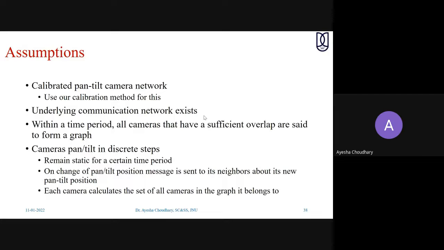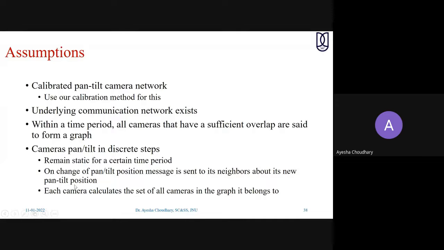So we assume that the Pantel camera network is calibrated, which is very important. We assume that communication exists, because the cameras need to talk to each other, and that for a time period, all cameras will have sufficient overlap, and that is how they can form a graph. And that the cameras pan and tilt in discrete steps. So it will remain in one position for a certain time period. After it pans and tilts, it changes its position and then stays in that position for a certain time period. So it is not something that keeps moving, keeps panning and tilting. It pans and tilts and stays in the next position for some time.